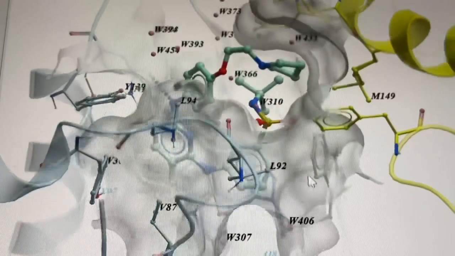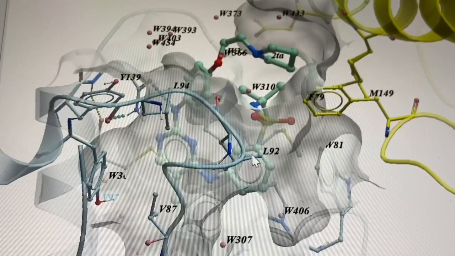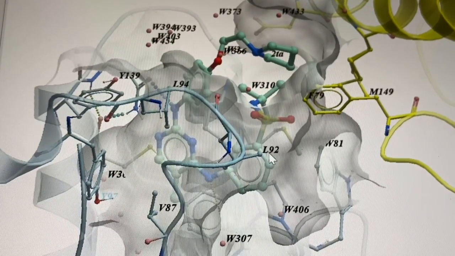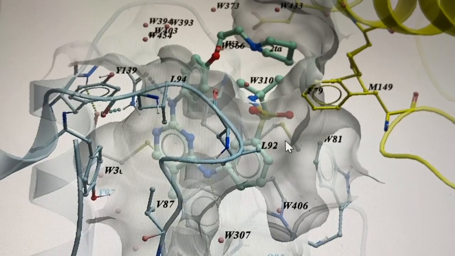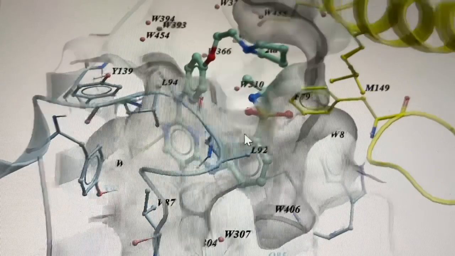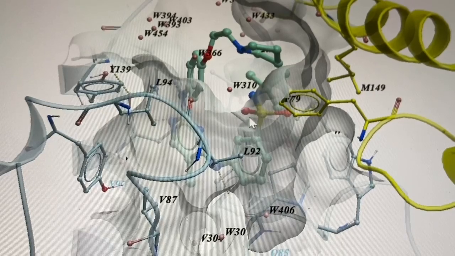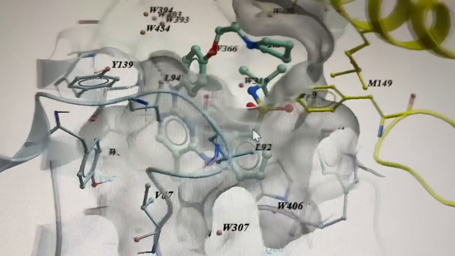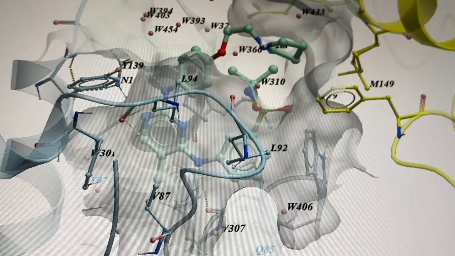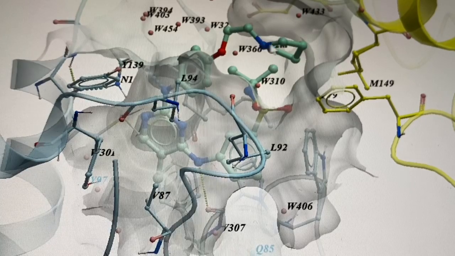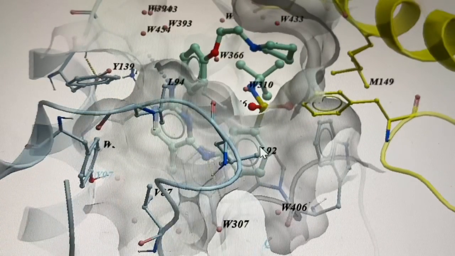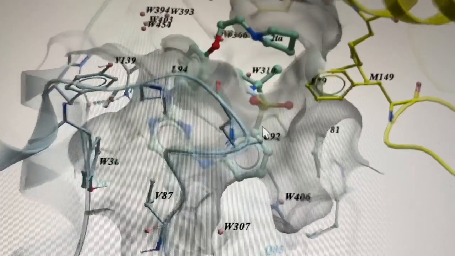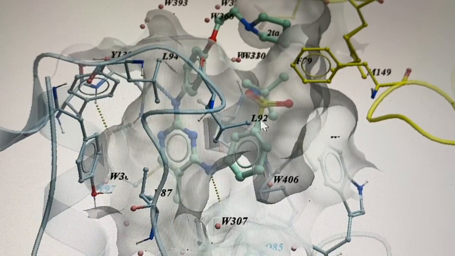I want you to draw your focus to the L92 portion, because in addition to the other hydrogen bonds that I mentioned, the sulfonamide oxygen, which is here on our molecule, as well as the pyrrolidine nitrogen, which is up here, they actually form additional water-mediated hydrogen bonds with the ZA loop backbone, which is this L92 portion here, the leucine amino acid.